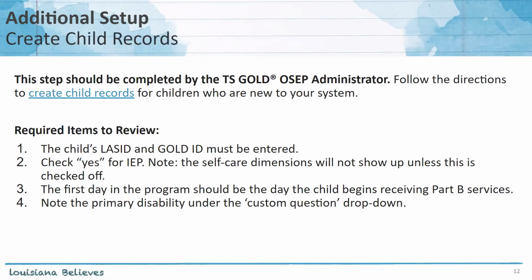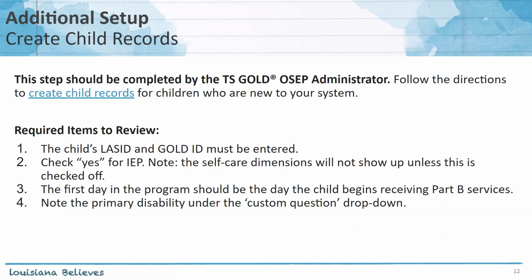Creating child records should be completed by the OSEP administrator. You can follow the directions linked on the slide for any children who are new to your system. When new child records are created, it is important to note the following criteria that is required for input. First, both the child's LSID and Gold ID should be entered into the profile.